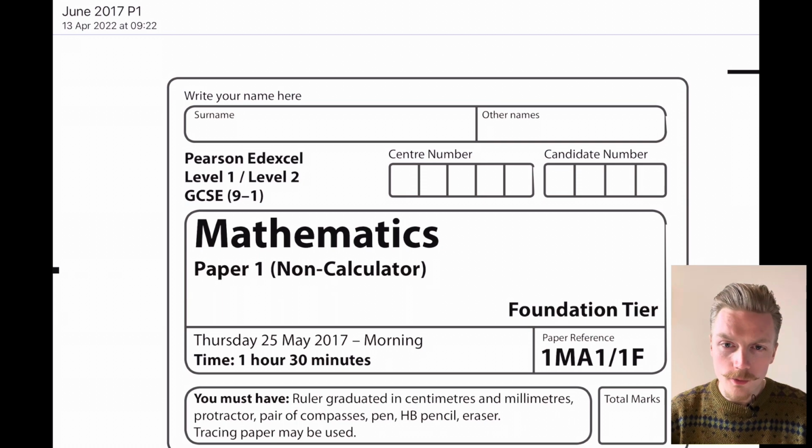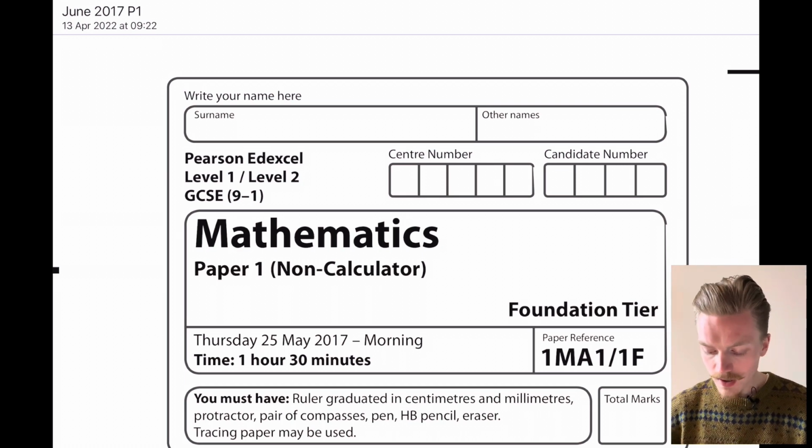We're going to be going through today's past paper. It's going to be a paper 1, so a non-calculator paper, and it is from May 2017.